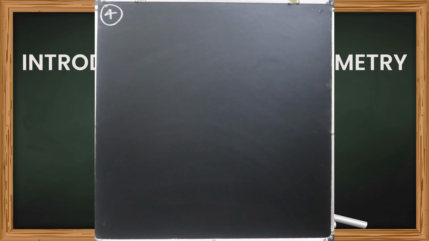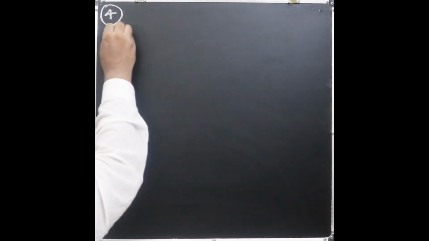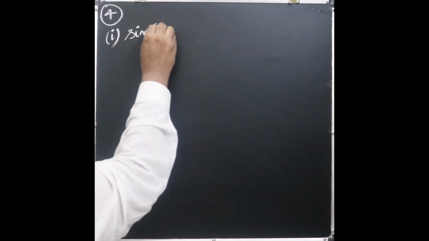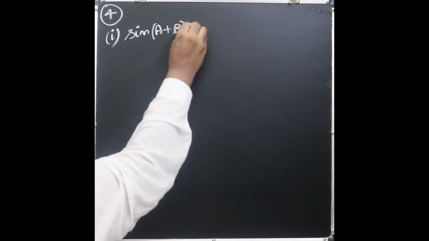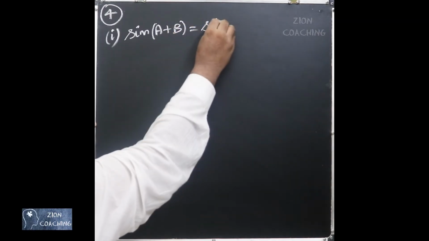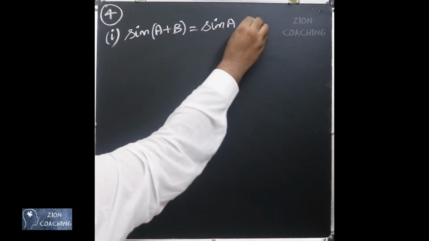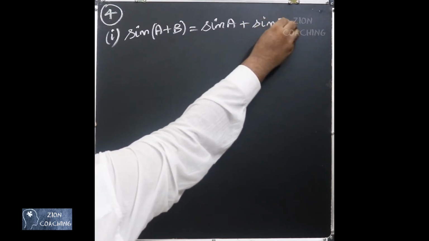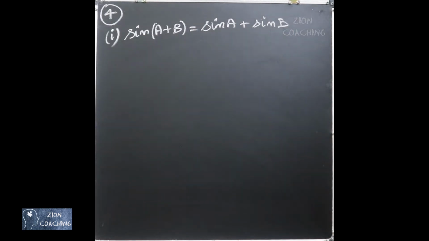Question number 4, we have to state whether the following are true or false and we have to justify our answer. First subdivision given is, they are telling sin(A + B) equal to sin A plus sin B. Now we can say that this statement is going to be true only if it is going to be true for all the values of A and B.